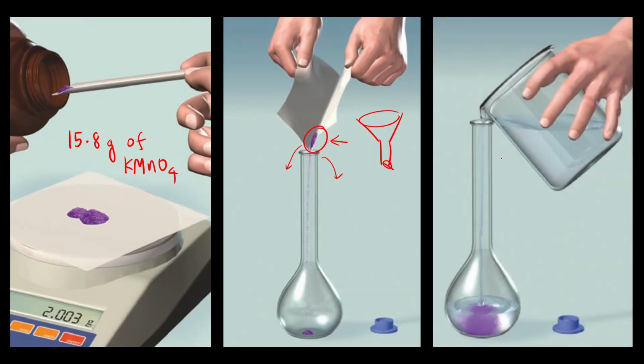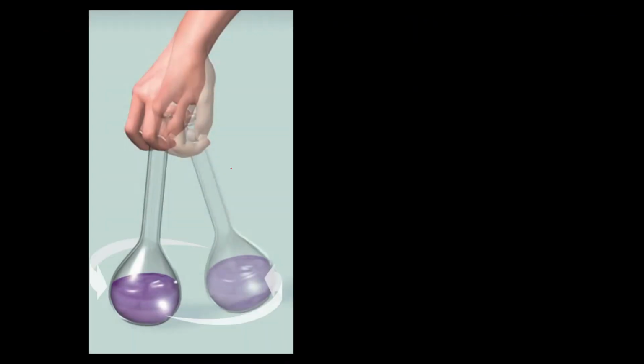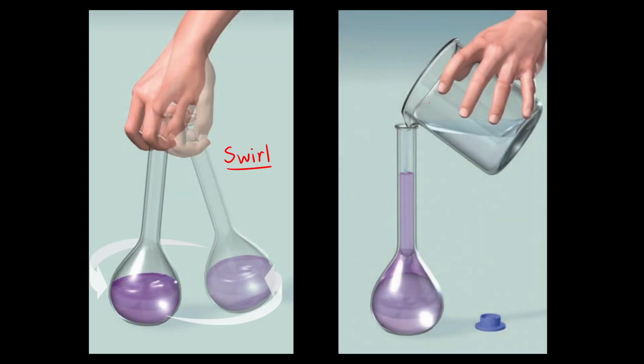The next step is to add a little amount of water such that all of the KMnO4 dissolves. Dissolving the KMnO4 is very, very important to get the correct concentration. So after adding some water, we have to swirl it. Swirl or shake the volumetric flask, not too vigorously such that the solution comes out of the flask, but enough so that the KMnO4 gets dissolved. And then we perform the dilution.